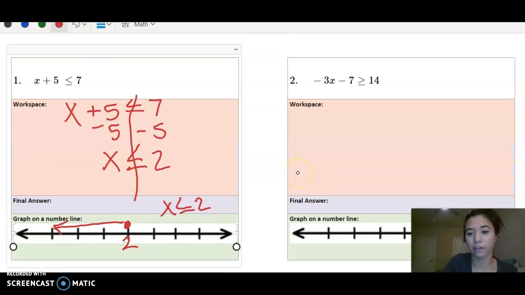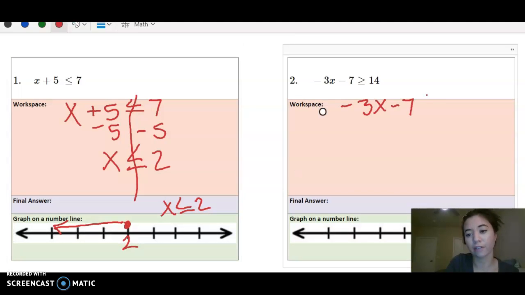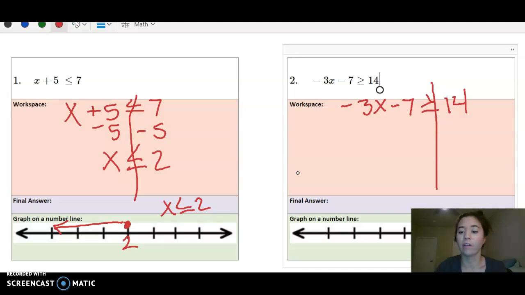Now we're getting a little bit harder. We have negative 3x minus 7 is greater than or equal to 14. Draw the line. Again, we're going to solve this just like if it was with an equal sign. So I have myself, x, here. My BFF is the negative 3, and then the negative 7 is my acquaintance.